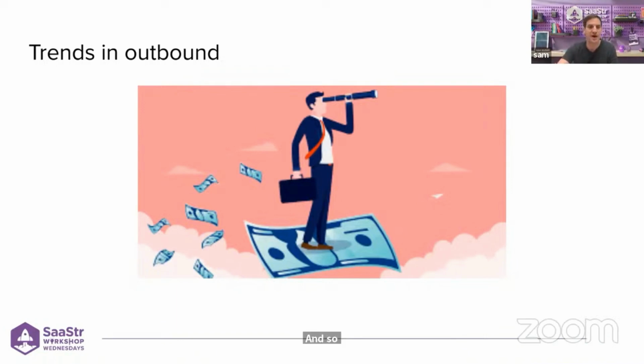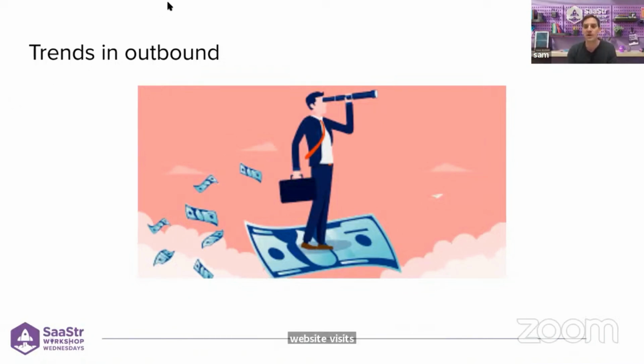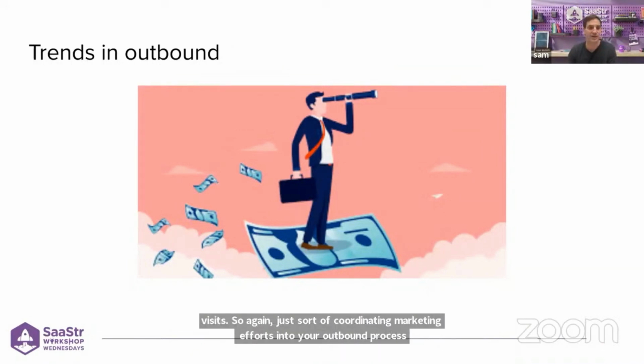And then the last one is around coordinating with marketing, where you're leveraging things like somebody from this account or this person visited our website. That's a good time to have the SDR reach out to that person if you have some data that's tracking their website visits. So again, just coordinating marketing efforts into your outbound process is the third category of things that I see actually working compared to the sort of spray and pray.